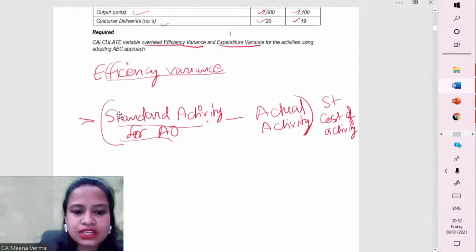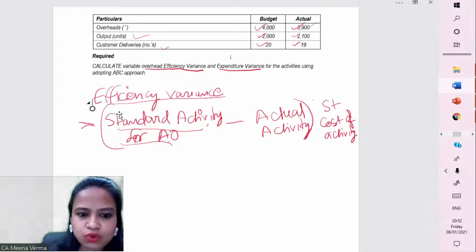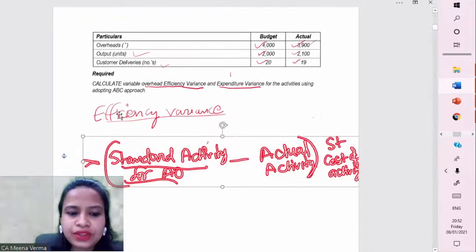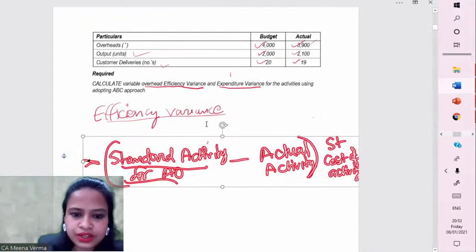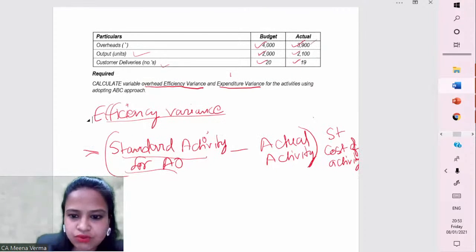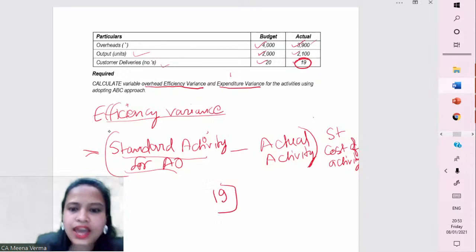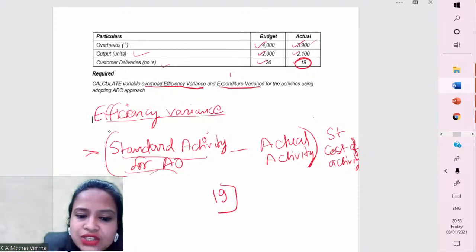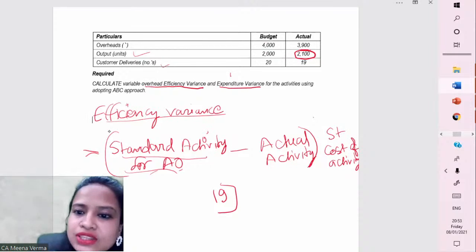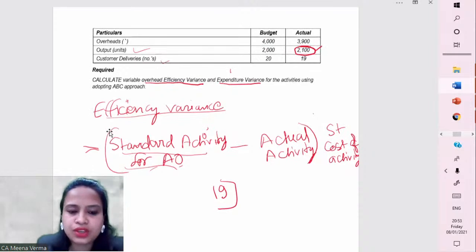We have this formula, standard activity for actual output. You can see here that we have the actual activity. What is the actual activity? 19 is the actual activity. And we want standard activity for actual output. What is the actual output? This is the actual output. We want standard activity for this actual output.